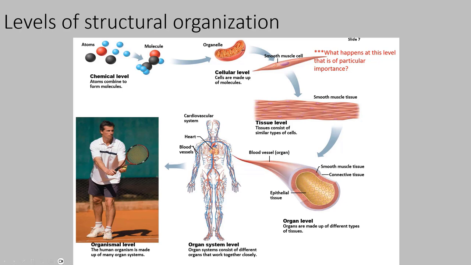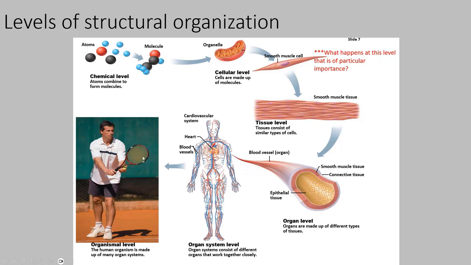Next, we get to the organ system level. By now, you probably can guess the definition of an organ system. It is a group of organs working together to perform a specific function. Here we see the cardiovascular system, which contains the heart, the arteries, veins, venules, arterioles, capillaries, different types of blood vessels. The cardiovascular system.